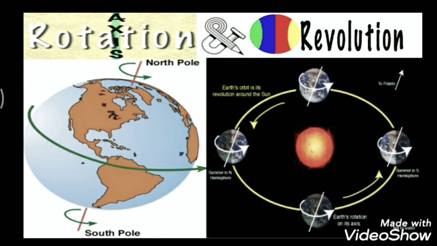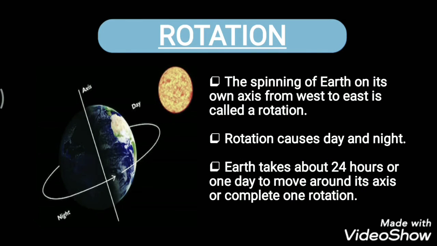Alright, now first let's discuss rotation. Now, the spinning of Earth on its own axis from west to east is called a rotation. Now, this rotation of Earth causes day and night. Earth takes about 24 hours or 1 day to move around its axis or complete one rotation.